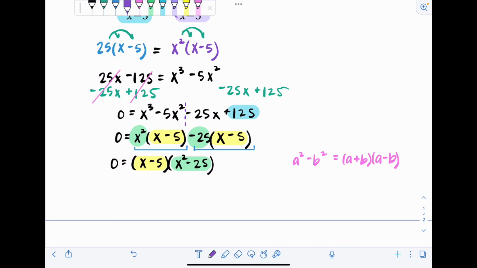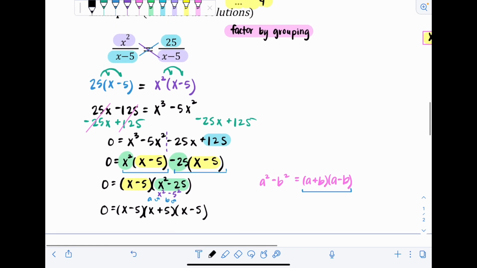So because x squared minus 25 is 5 squared, my a would be just x and my b would be just 5, and I would put it into this formula to factor it. So this would be 0 equals x minus 5, that first one just stays the same, that copies down. And then the x squared minus 25, a is going to be x, b is going to be 5, so I'd factor into x plus 5 times x minus 5. So that's our completely factored polynomial.